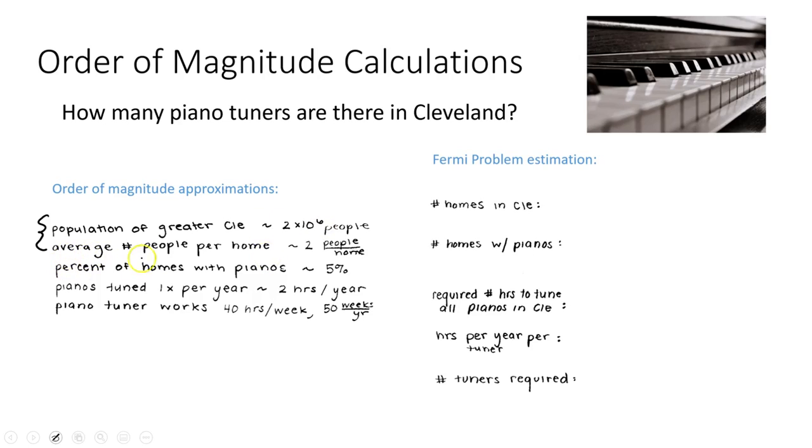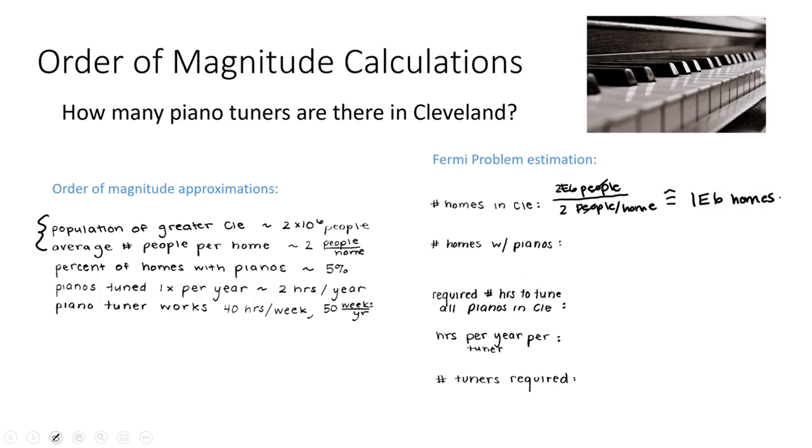I also made the approximation that the average number of people in a home in Cleveland is about 2. So I'm going to use those two things to calculate the number of homes in Cleveland. Here I have 2e6 people, and to get the number of homes, I'm just going to divide by the number of people per home. This is a good dimensional analysis check as well. Okay, so my people cancel, and home is in the denominator of the denominator, which means it moves up to the numerator. So what I'm left with is approximately 1e6 homes in Cleveland.